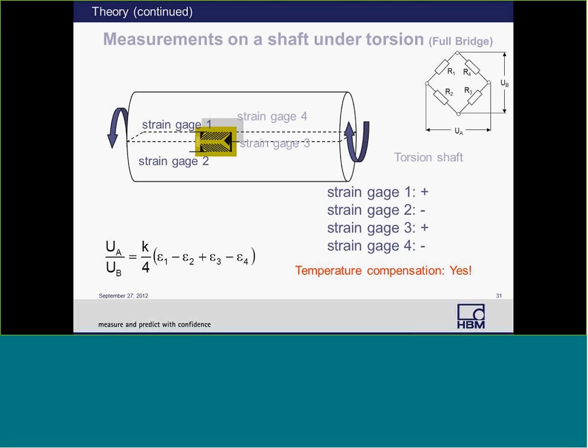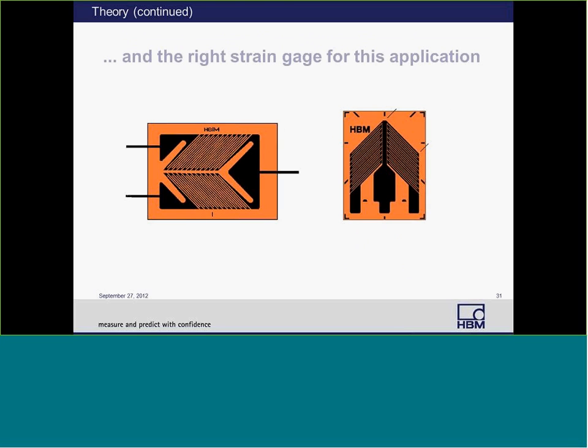If we were going to make a measurement on a shaft under torsion, we can again use a full bridge configuration. And you can see that we're concerned about the full bridge capabilities. Again, we have 4 times the output of a quarter bridge amplifier. And the right strain gauge for this particular application is a chevron-based design.